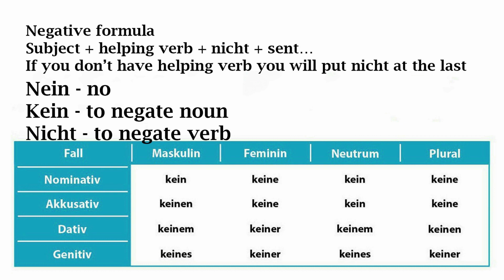Okay? He is not here. Again, I'm giving you 10 seconds. Er ist nicht hier. Ist is, nicht, and hier, here. So here we have nicht after the helping verb, and is, it means ist, is a helping verb.